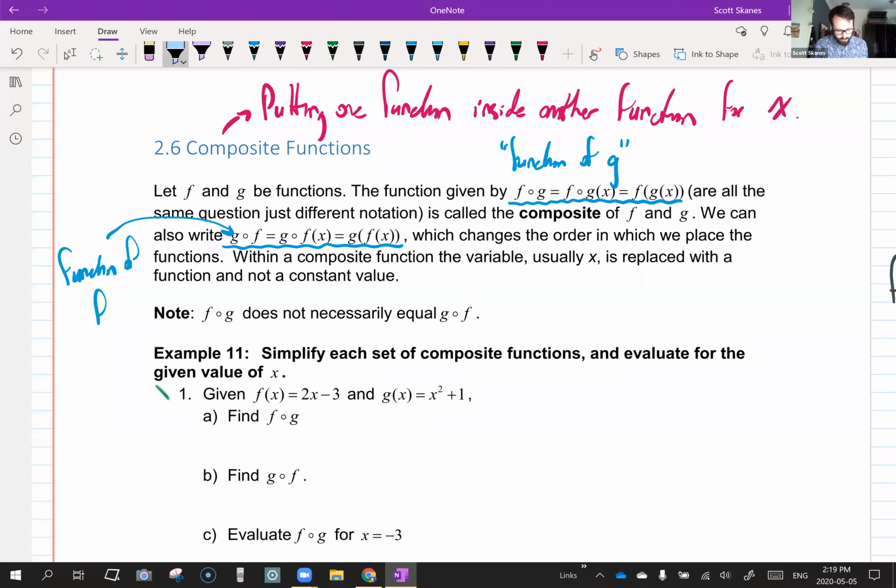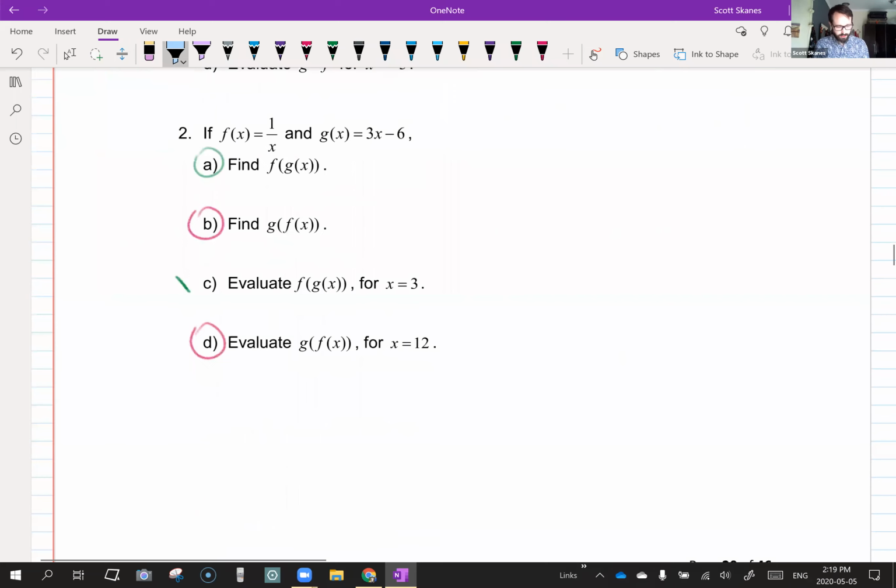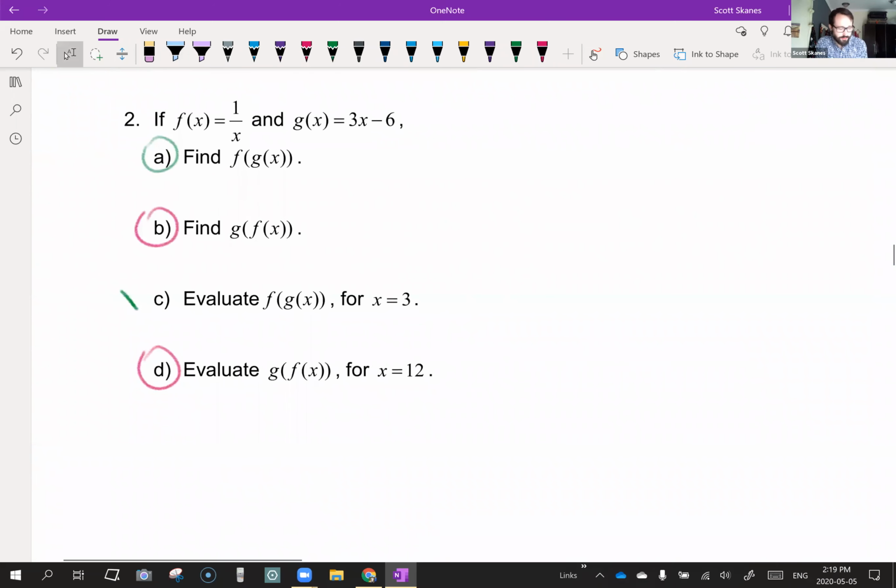First of all, x is replaced with a function and not a constant value. That's the big idea. Let's show you what I mean. In example 2, we've got 2 functions. If our first function is 1 over x and our second function is 3x minus 6, find f of g. So you'll notice I put g inside f.